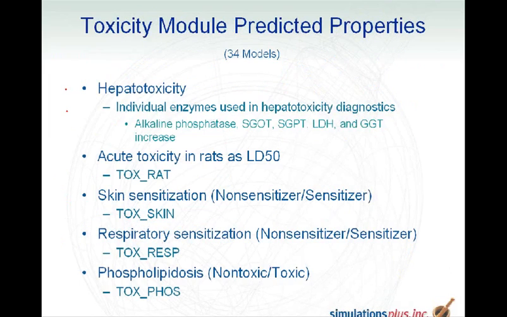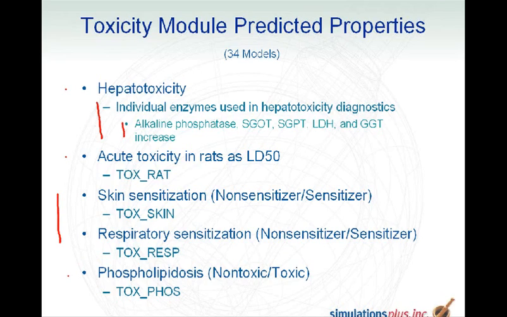Okay, so moving on and describing some of the additional models in our toxicity module. First is hepatotoxicity, and I'll discuss this in a little bit more detail at the end of this section, but when you go to get a blood test from the doctor, they'll look at elevation of 5 different liver enzymes, and that will determine if you've got any liver injury. Acute toxicity in rats, an LD50, is another model. Skin sensitization and respiratory sensitization are two separate classification models.